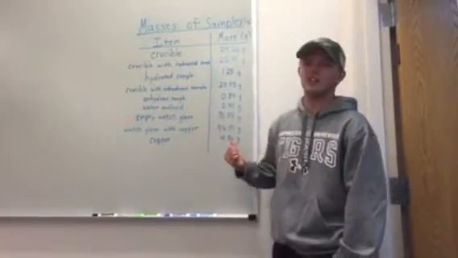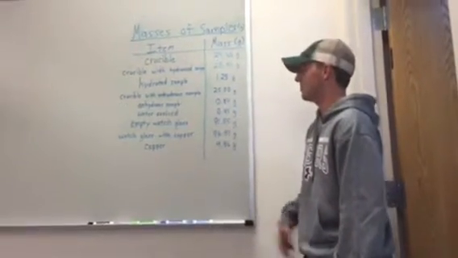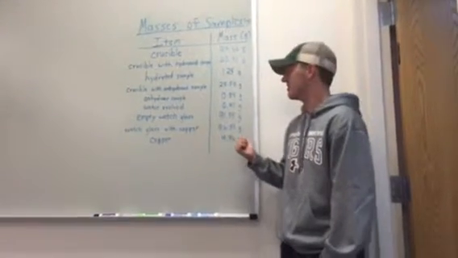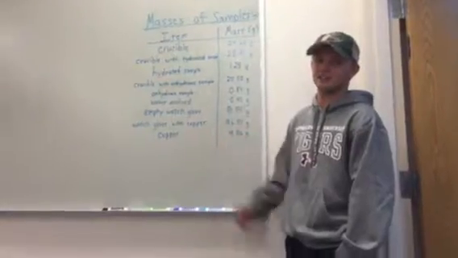Then an empty watch glass weighed 91.55 grams. So the watch glass with the copper on it was 96.51 grams. So subtracting those, we got the copper, which was 4.96 grams.